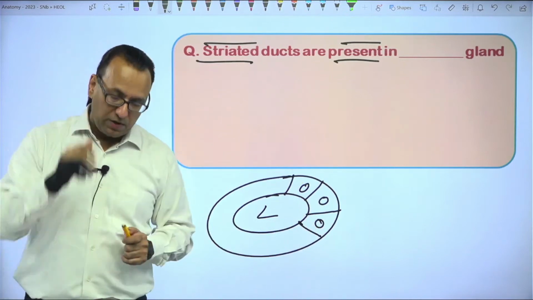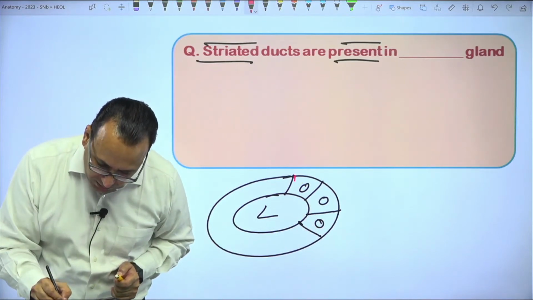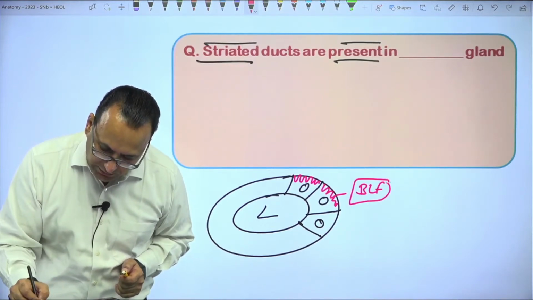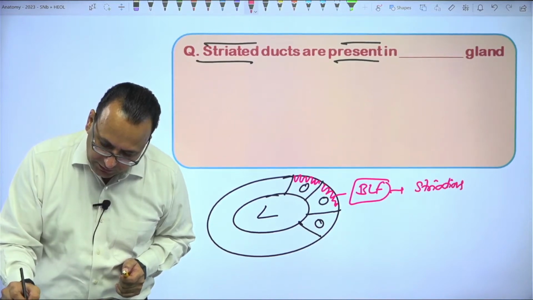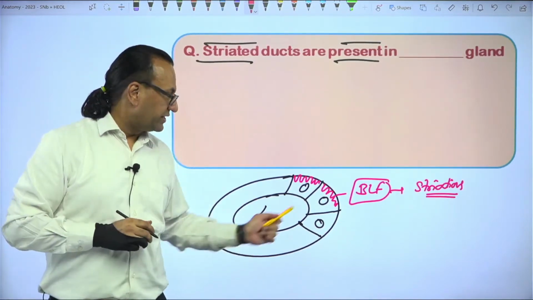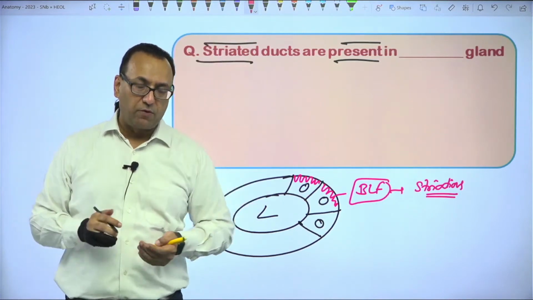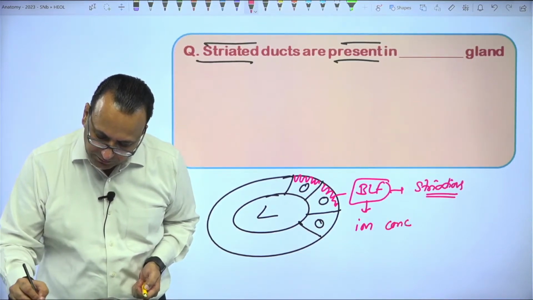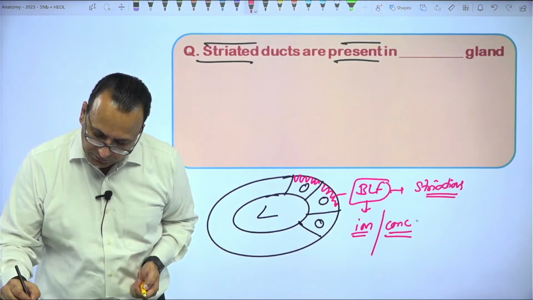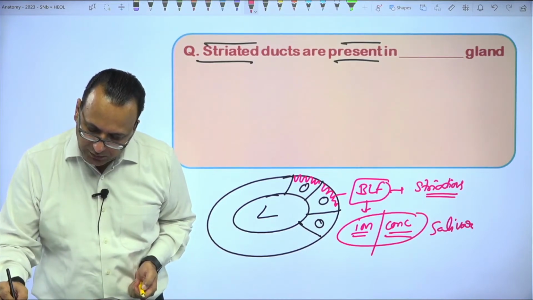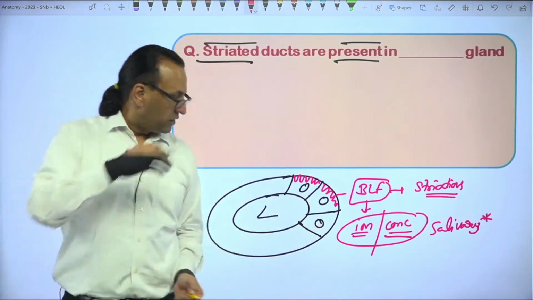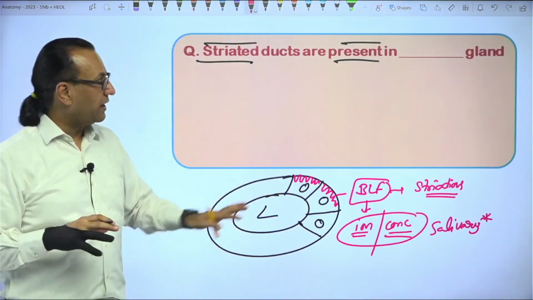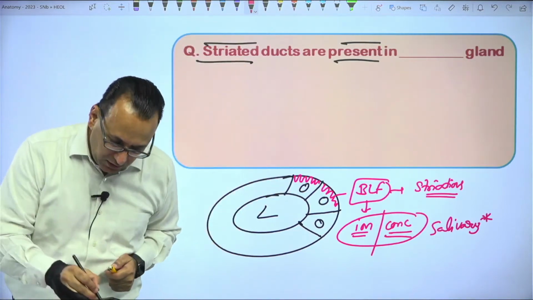These cuboidal cells, if you zoom, you will find they have some basolateral folding. And what is the purpose of having these basolateral foldings? They are the ones which create striations. This is a striated duct. But what is the purpose of those basolateral foldings? Actually, those basolateral foldings are involved in ion transport and saliva concentration. So, striated ducts are important because they help in the concentration of saliva. So, this much information should be enough for you, and immediately you can write your answer.